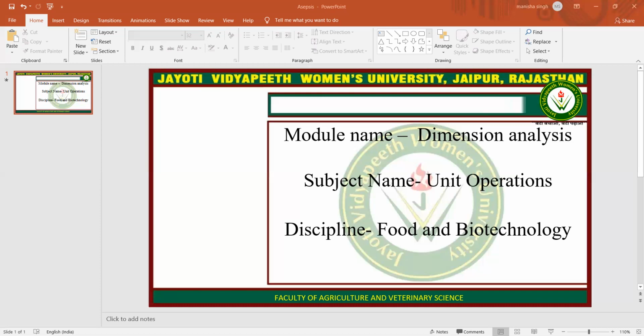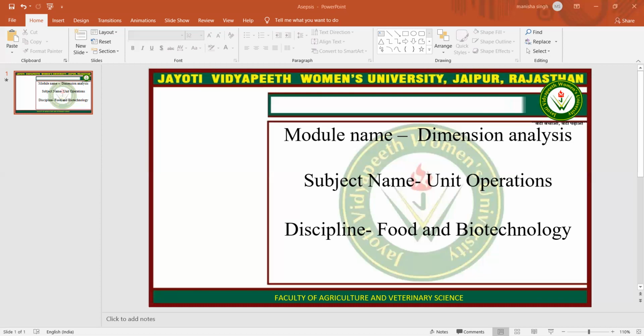Then, what is the dimensional analysis of kinetic energy? Kinetic energy has a dimensional formula of M^1 L^2 T^-2, where M is the mass of the object, L is the length of the object, and T is the time taken.